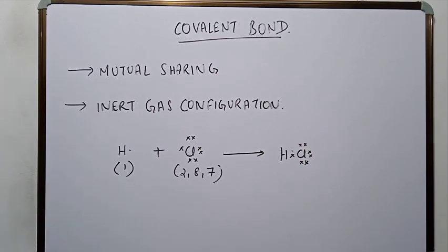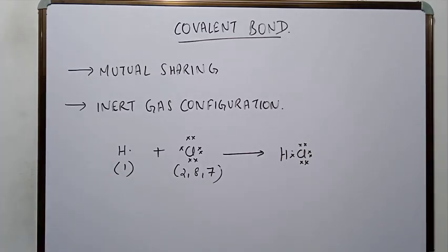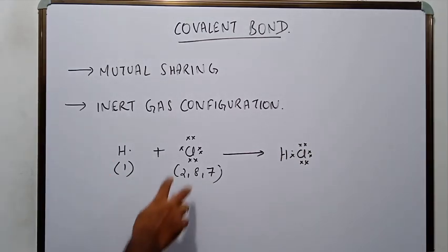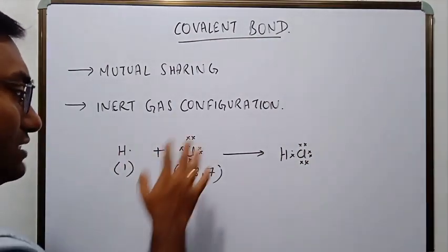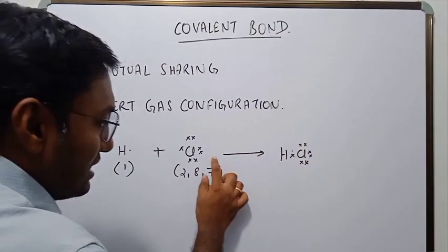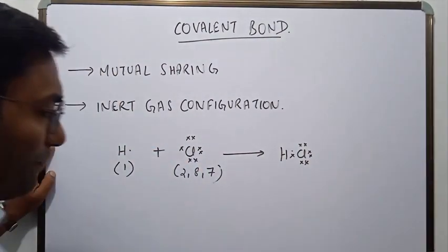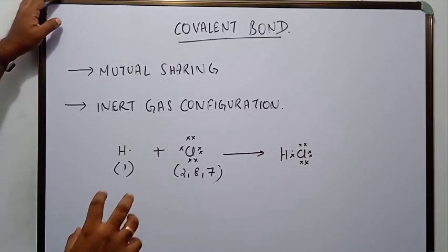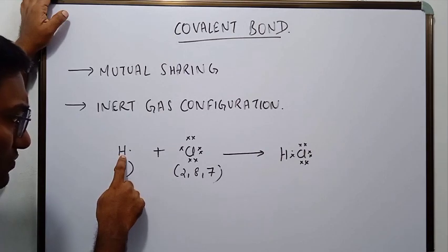What is the atomic number of hydrogen? 1, right? So it has 1 electron in its outermost shell, which is the first shell. And what is the atomic number of chlorine? 17. So the configuration is 2, 8, 7. It has 7 electrons in its third orbit, which is the outermost shell. Correct?